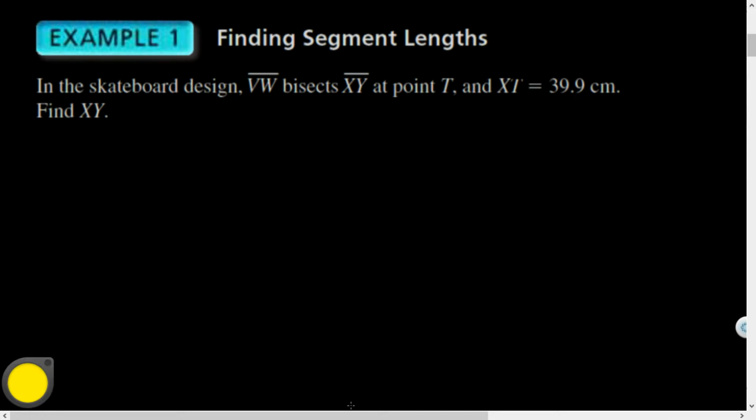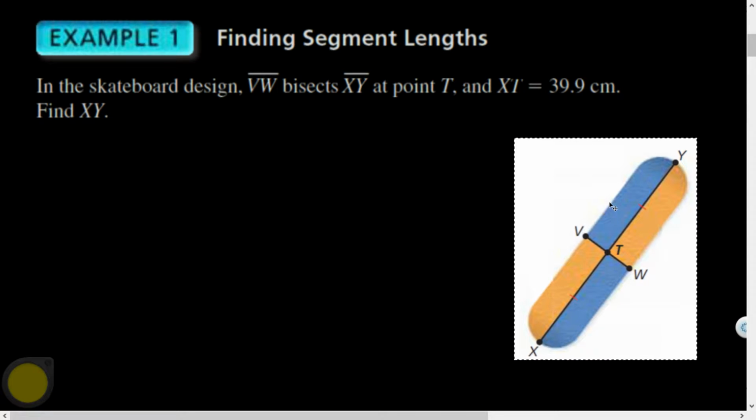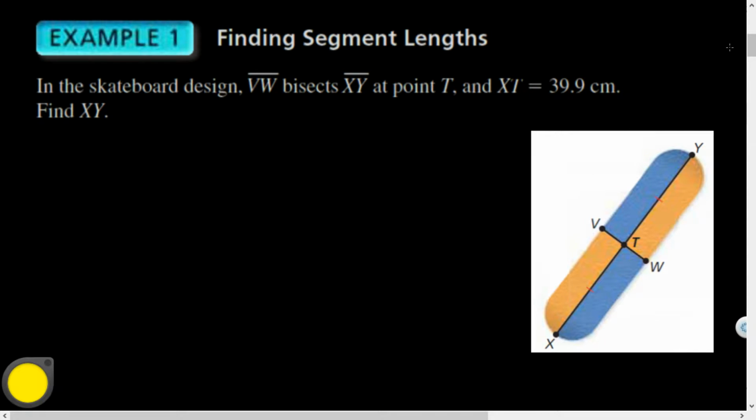Let's see, where's my mouse at? It's up there somewhere. Bam. So here's a skateboard design. It looks like they've got a little bit of shading on this end, implying that there's a lip on that skateboard. In the skateboard design, VW, that's this segment right here, bisects XY at point T. So there's XY bisected at point T.